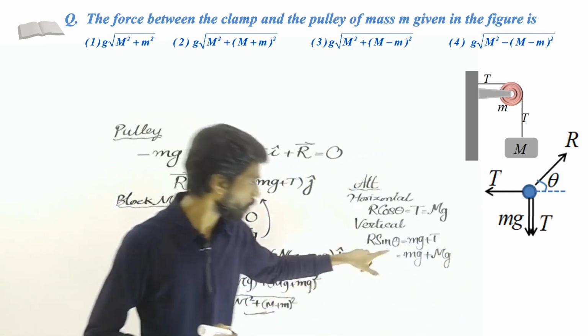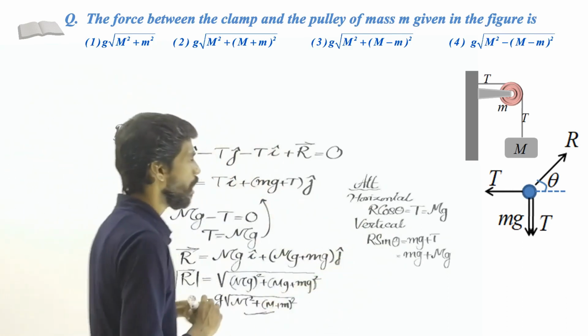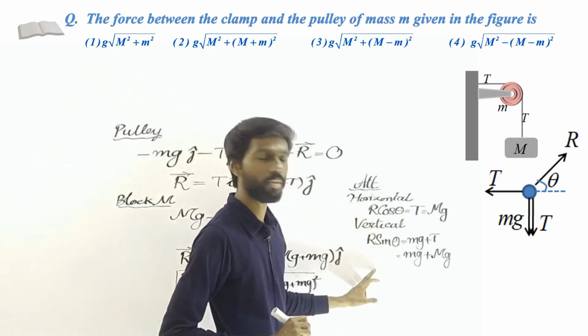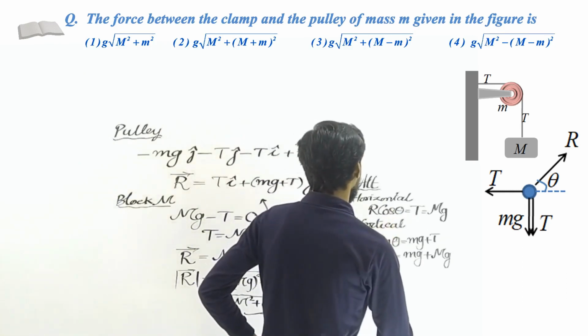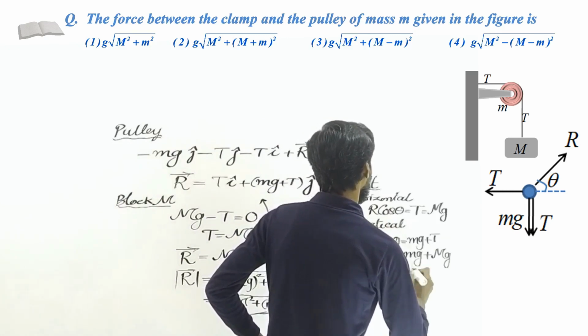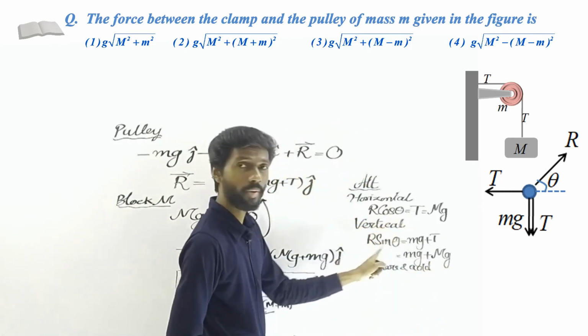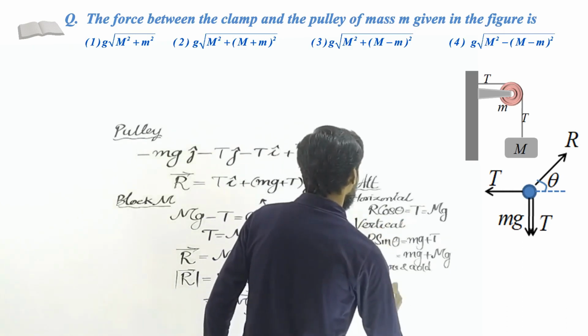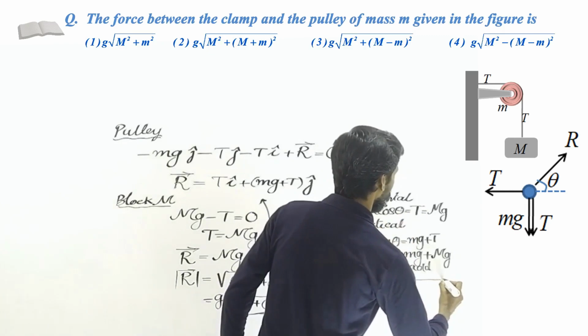Now we want to eliminate this theta. How to eliminate theta? You can square and add. If you square and add, sin square plus cos square becomes 1. So R square cos square theta plus R square sin square theta will give you the value R square. So R equals the square root of, same thing.